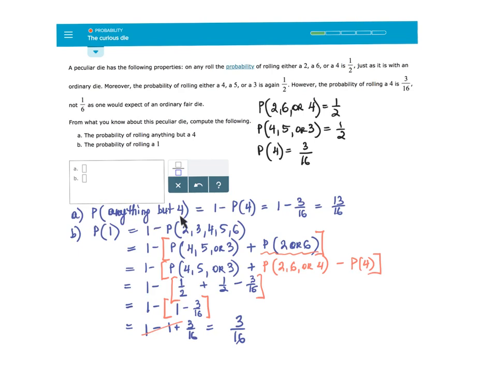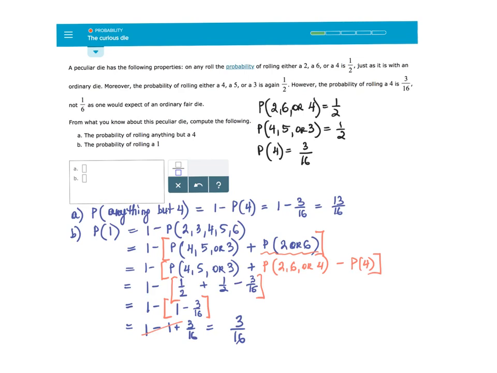Probability of anything but 4, we can approach this by using a complement event and use 1 minus the probability of 4, which is the same as getting anything except 4. And since we know the probability of 4 is 3/16, we replace the probability of 4 by that quantity, and the result is 13/16. Part B is much more interesting. We need to find the probability of rolling a 1.